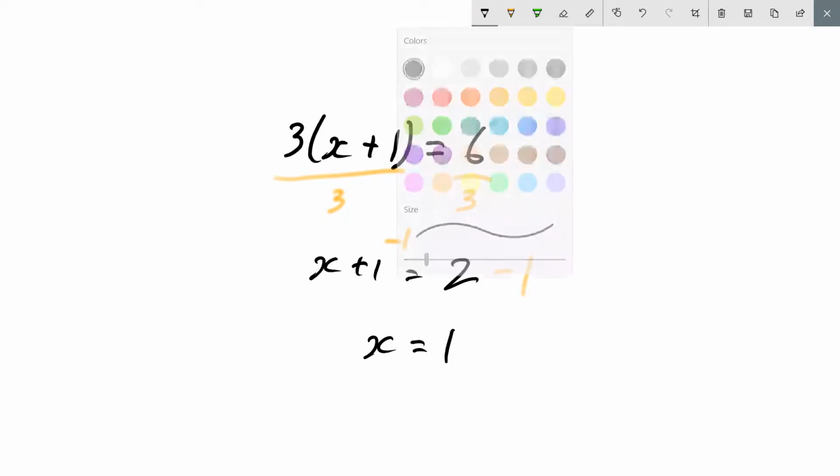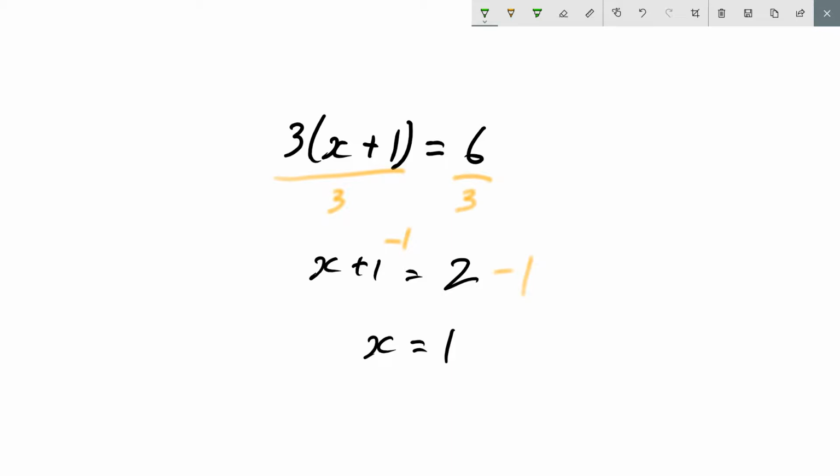There's another way that I could have done this, and that is by expanding first. So I could have just done 3x plus 3, expanding this bracket, equals 6, and then I can subtract 3.